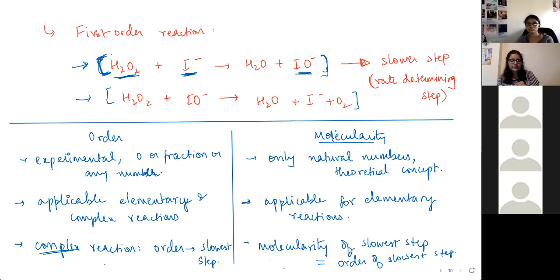So order is again connected to the rate of the reaction. So the molecularity, the number of species involved in this slowest step, will be equal to the order of the overall reaction. Yeah, that happens to be the case.